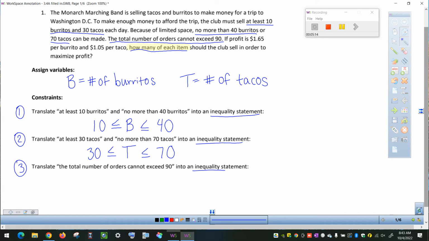All right, now the last one, the total number of orders. So that means the total number of burritos and tacos all together cannot exceed 90. That means it would have to be less than or equal to 90. So let's say the total number of burritos plus the total number of tacos, so we have B plus T, is going to be less than or equal to 90.